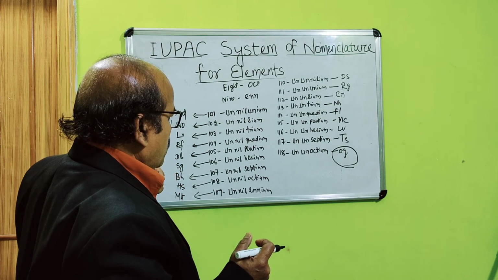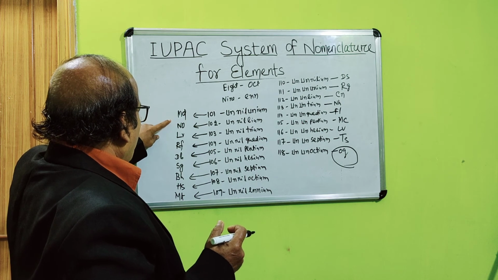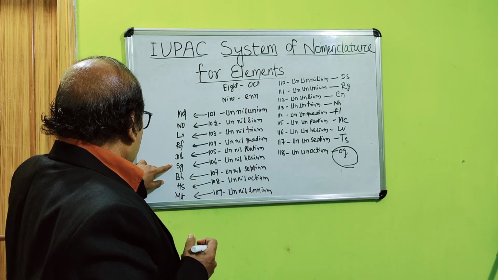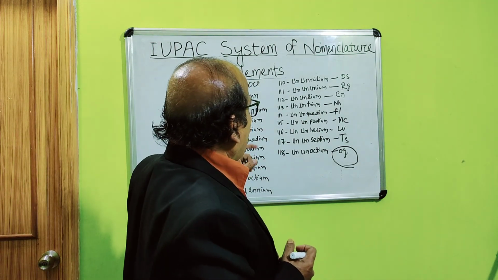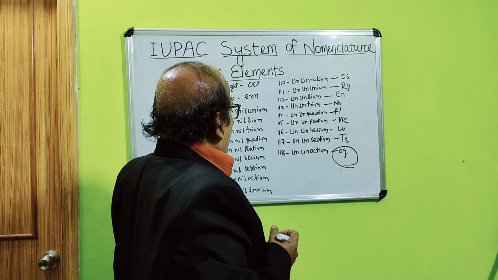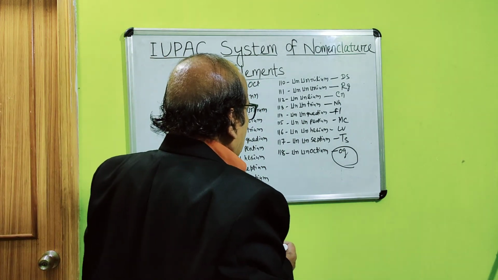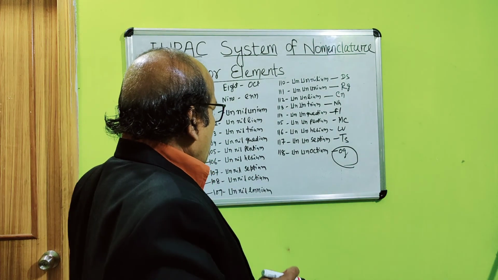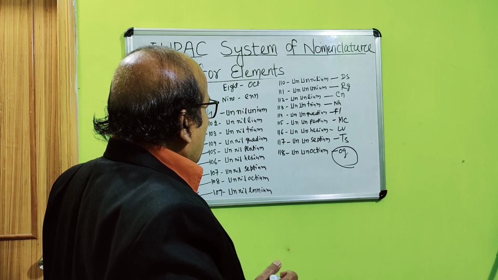an element of the zero group recently found out. For 101 is Mendelevium, for 102 Nobelium, 103 Lawrencium, 104 Rutherfordium, 105 Dubnium, 106 Seaborgium, 107 Bohrium, 108 Hassium, 109 Meitnerium, 110 is Darmstadtium, 111 is Roentgenium, 112 is Copernicium, 113 is Nihonium, 114 is Flerovium, 115 is Moscovium, 116 is Livermorium, 117 Tennessine, and 118 is Oganesson.